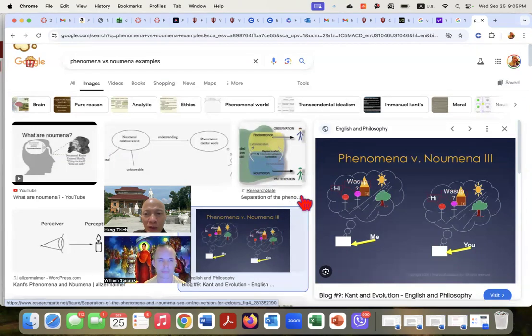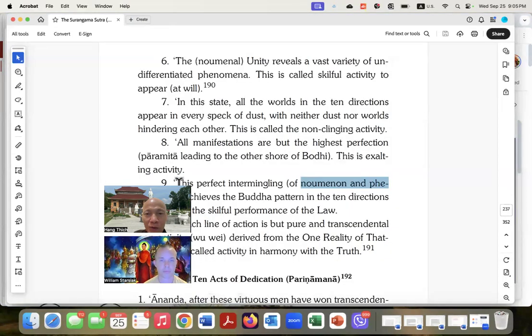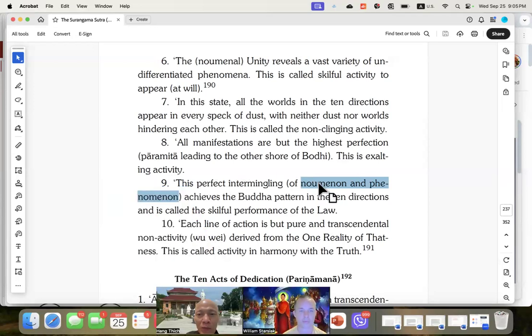So noumena is like the Buddha nature, right? In a sense. Yeah, I think that's the ultimate noumena. I would agree with that. And the phenomena is the way that we absorb through our senses, right? So this perfect intermingling of the Buddha nature and how we observe things through our five sense organs achieves the Buddha pattern. It's called the skillful performance of the law.